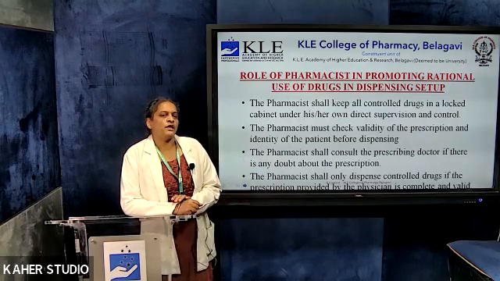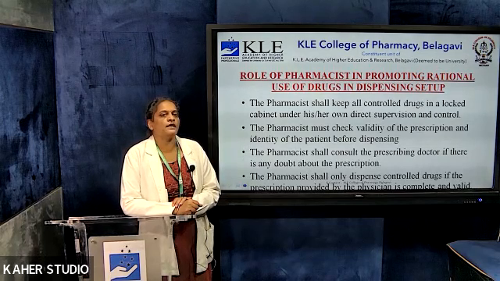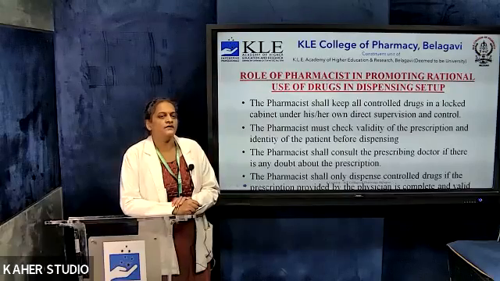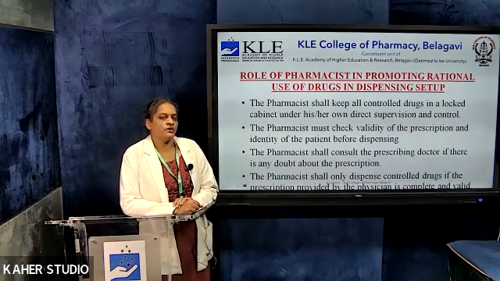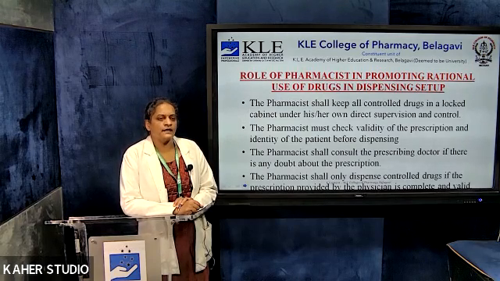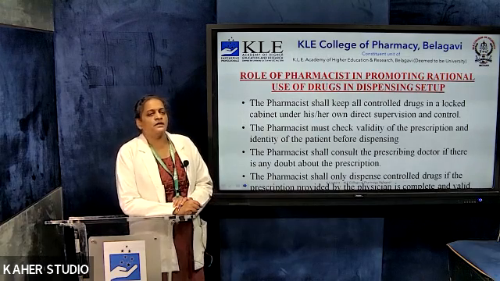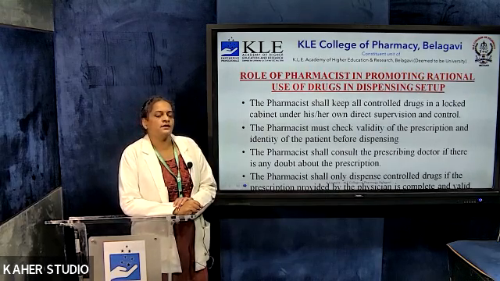Role of the pharmacist in promoting rational use of drugs in a dispensing setup: the pharmacist shall keep all controlled drugs in a locked cabinet under his or her own direct supervision, and control should be maintained. The pharmacist must check the validity of the prescription and the identity of the patient before dispensing. So we should thoroughly check the prescriptions, including the date written. Whether it is a refill or a fresh one, we should check the date. Some patients, we have seen, use the same prescription for 10 or 20 years, so we should check the date of the prescription.